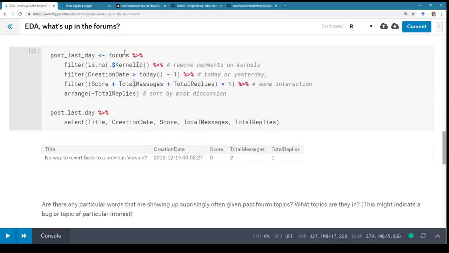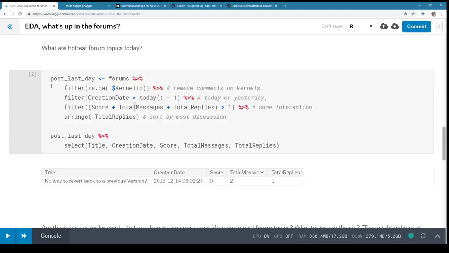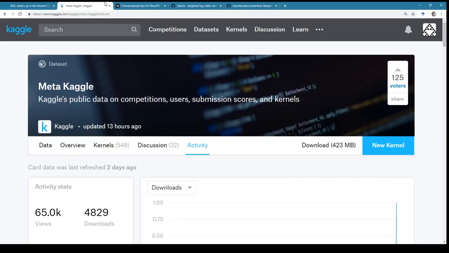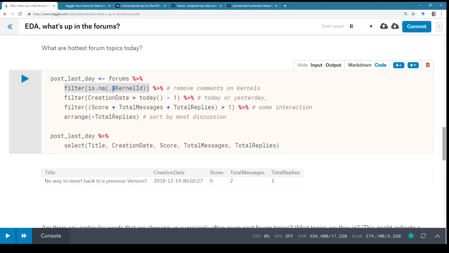And let's see, so I did a little bit of filtering. I take only comments that are on the forums on the site, on the discussions, and not ones that are on kernels, because comments on kernels also show up in the forum topics thing. And I look for ones where the creation date is greater than today's date minus one. So it happened today or yesterday.